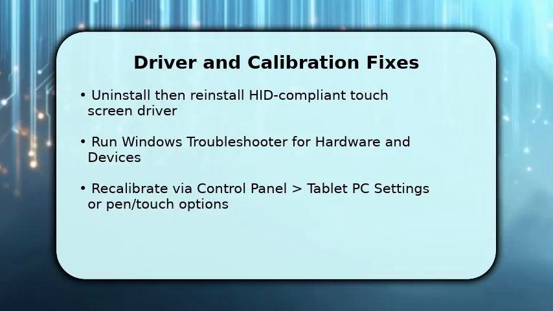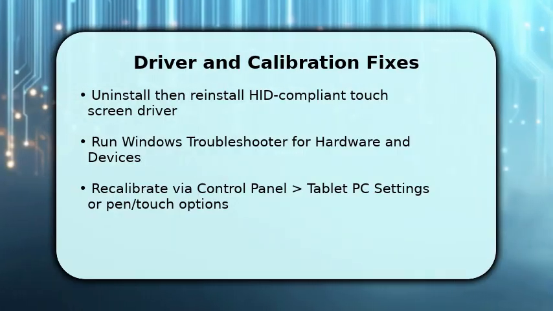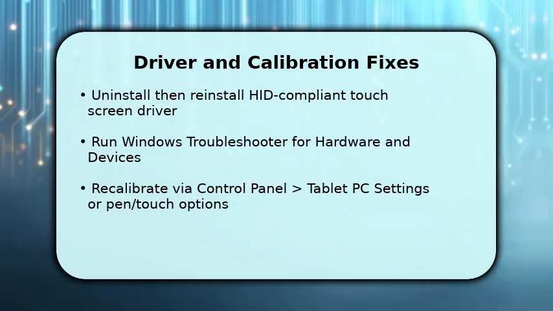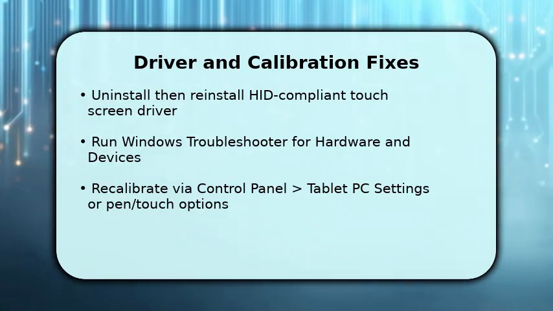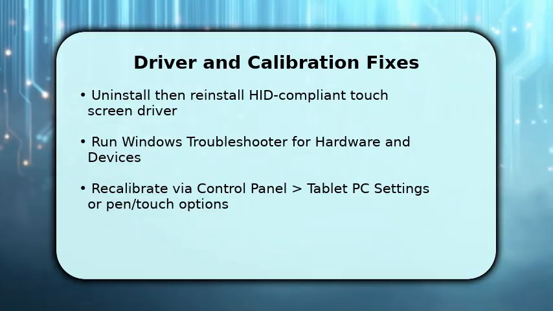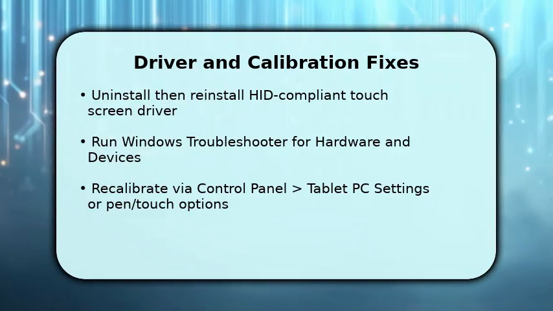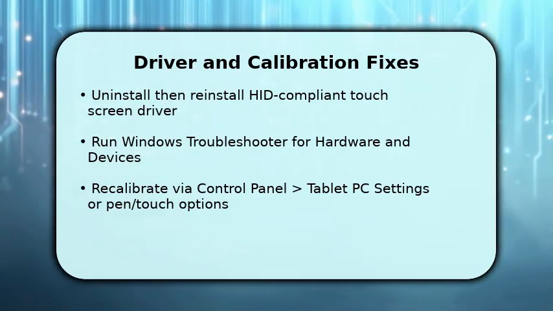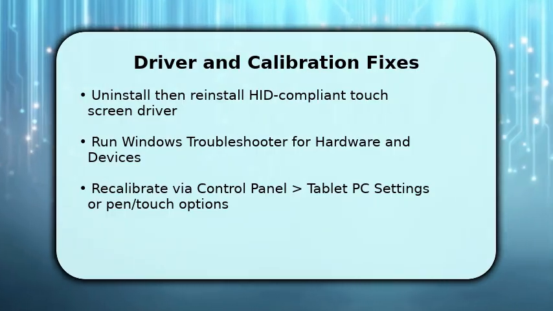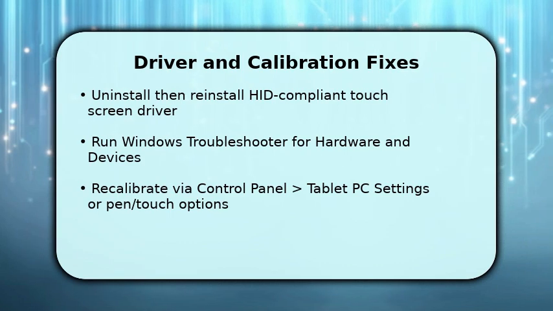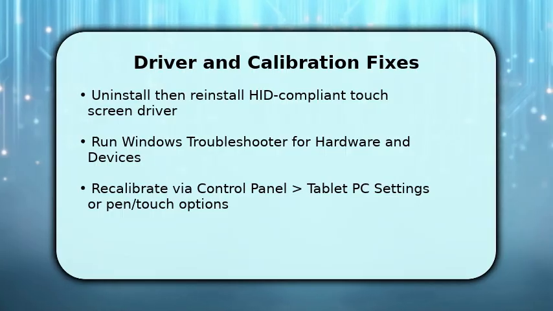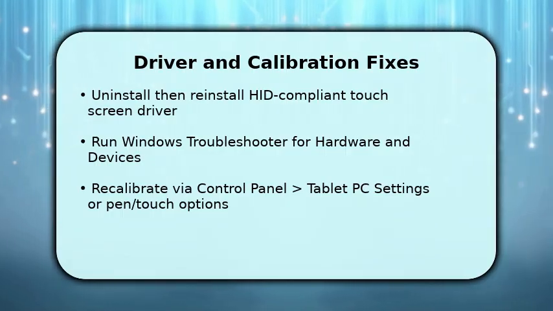Next, you focus on drivers and calibration, since most touch issues stem from these. First, uninstall the HID-compliant touchscreen driver in Device Manager, reboot, and allow Windows to reinstall it automatically. This refreshes corrupted driver files. Then run the built-in hardware and devices troubleshooter to detect conflicts. Make sure to recalibrate touch input in tablet PC settings so coordinates align correctly. If you have OEM utilities, use them to update firmware. These steps restore accurate touch mapping and responsiveness.